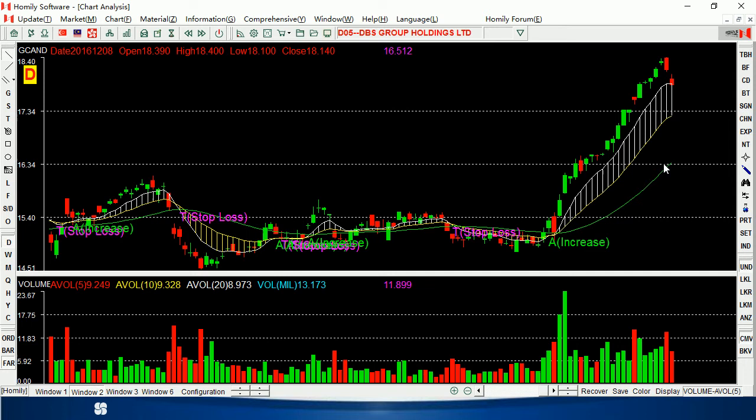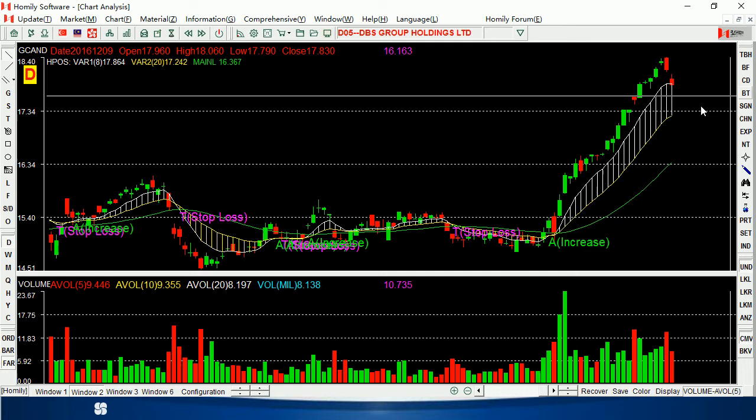Okay, then we can see here. When we see here, this is the increase point. Increase, what does that mean? You should increase your position, right? So here, if you buy, you earn a lot of money, right? Okay, so later I will show you how to use this function very well. So this is the function.